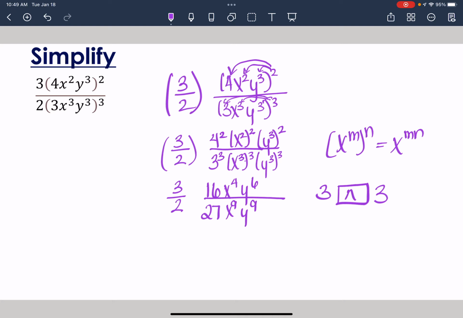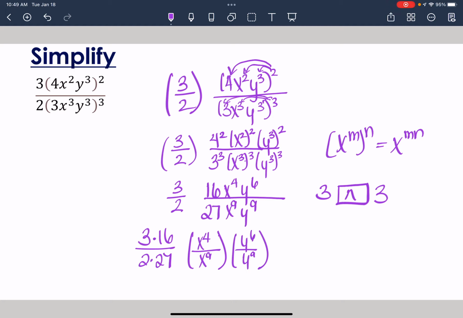So now I'm going to pull out all the coefficients in front. So we have 3 times 16 over 2 times 27. I'm going to leave that there. And then I have everything with the exponent. So I have x to the 4th over x to the 9th times y to the 6th over y to the 9th. So now let's simplify this further. So here in the left side, I have 3 times 16, that's 48. And I have 2 times 27, that's 54.